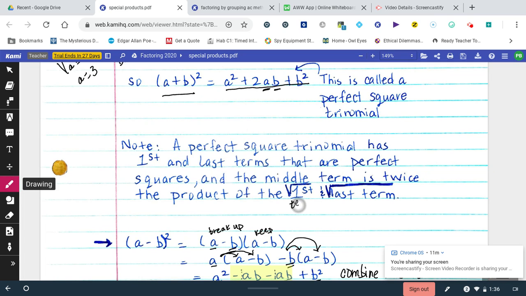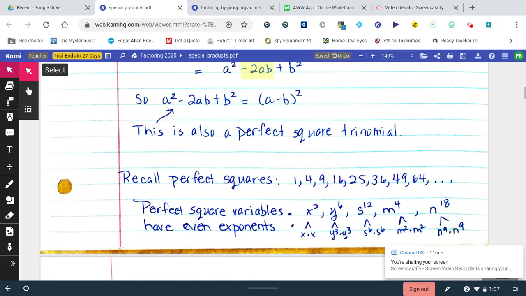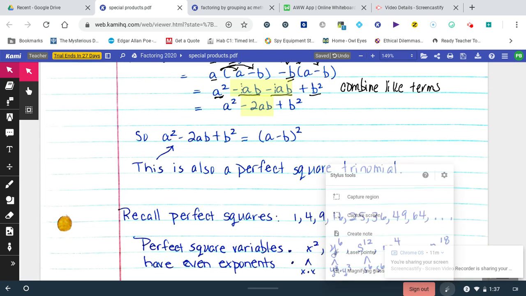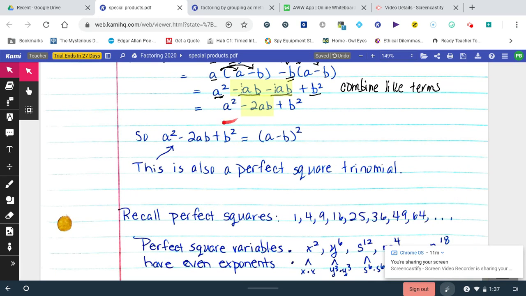Let's put first term and last term. All right, now let's go back down. First and last term should be perfect squares. Well, a squared is a perfect square. b squared is a perfect square.